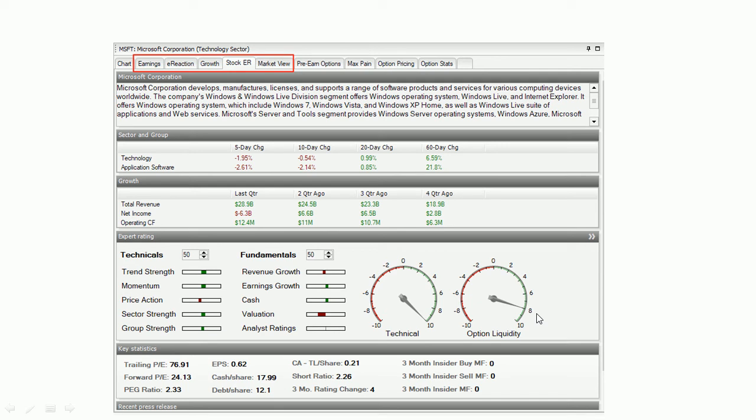There's also an option liquidity rating. We use that extensively because we trade a lot of options. We want to focus on the stocks that have the best option liquidity. And then you have all of your key ratios down at the bottom. So there are fundamentals. We do mostly technicals, but if you need to spot check fundamentals, we certainly have them.